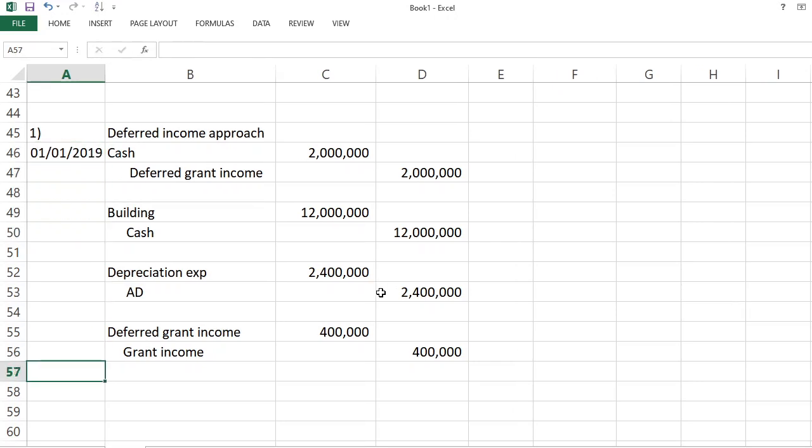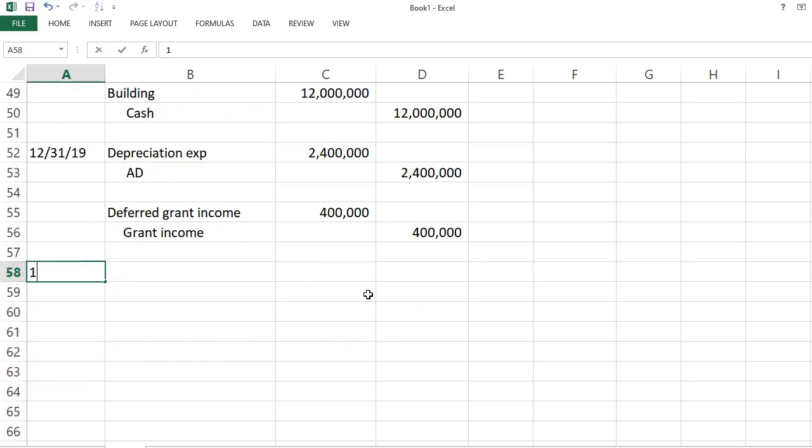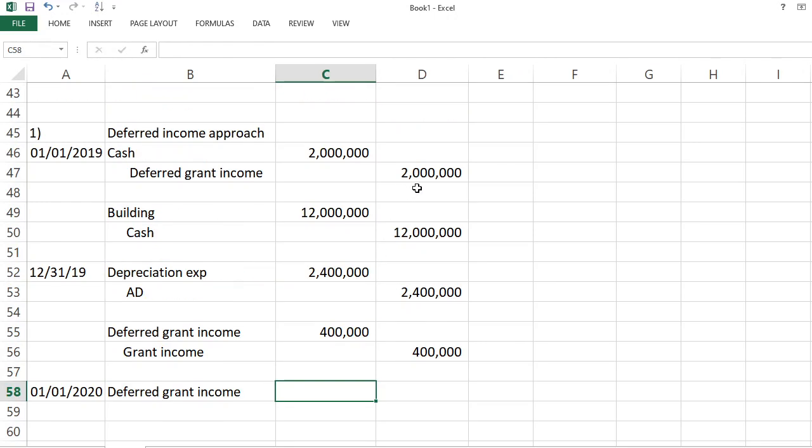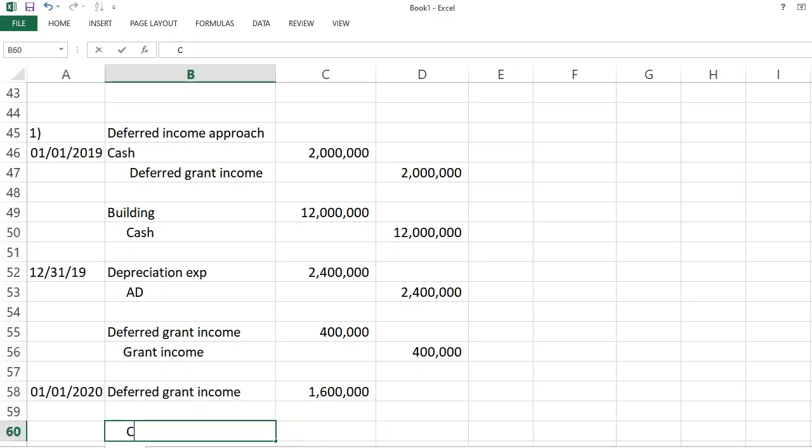But on 2020, it becomes repayable. Therefore, we will return to the government what we received. So, remove the deferred grant income. This time, how much is the balance of the deferred grant income? 2 million minus the 400,000 debited. So, we only have 1.6 million left. And we are going to pay the grant in full.